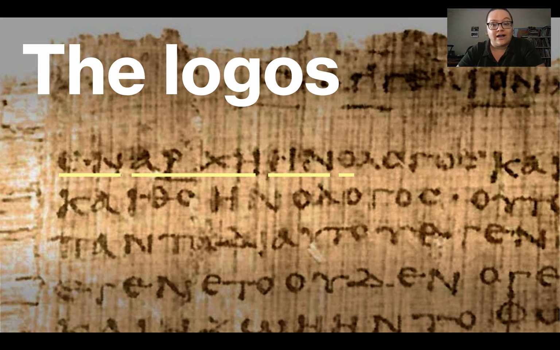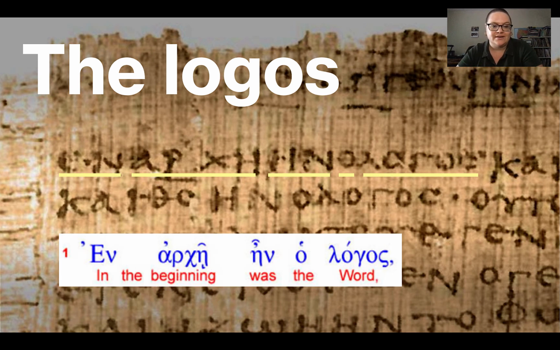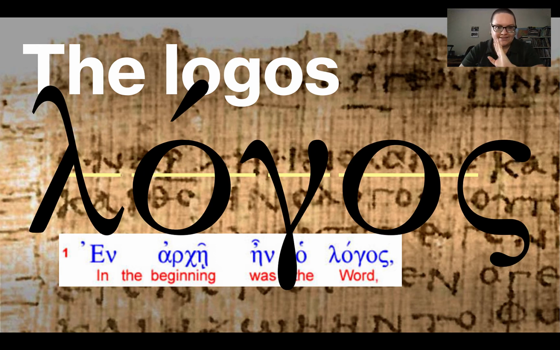Ho logos. Hey logos. Logos. There you go. That's it. The logos. In the beginning was the word, right? En arche, like ARCHE. Arche. Archon. Original. Archive. Archaic. That's all talking about the beginning of meaning, right? Was the word, the logos. That's the word.